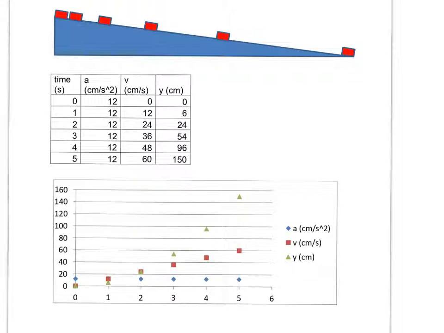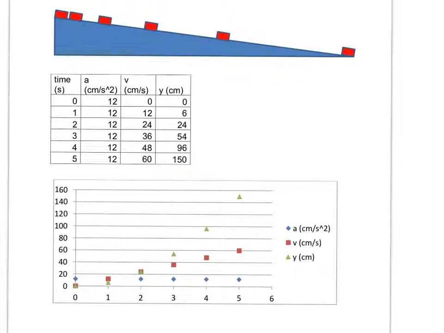The acceleration is 12 centimeters per second squared. The velocity starts at 0. Now notice, when the velocity is 0 and the thing has been released, the acceleration, even when the velocity is 0, is 12. You don't put a 0 here. That's important. Every second, the velocity increases by 12 centimeters per second. So it goes from 0 to 12, 24, 36, 48, 60. That's what we calculated for the final velocity, 60. So that's good. That's an agreement.